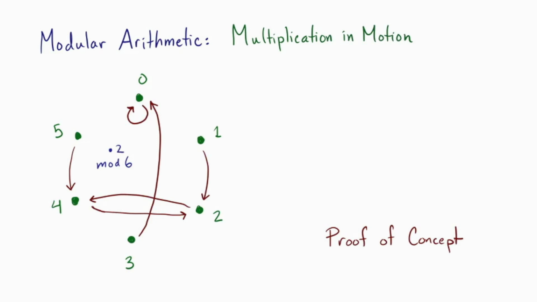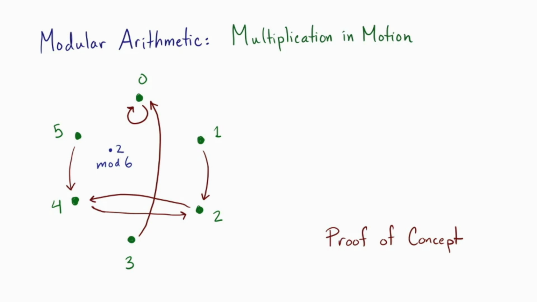In the video Modular Arithmetic in Motion, we introduced the notion of a dynamical portrait, showing addition or multiplication by one element of Z mod nZ. So here's an example on our intro screen, the portrait of multiplying by 2 modulo 6. The arrows show what multiplying by 2 does to each element.